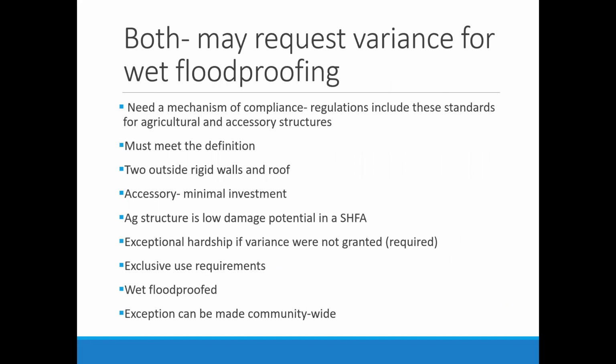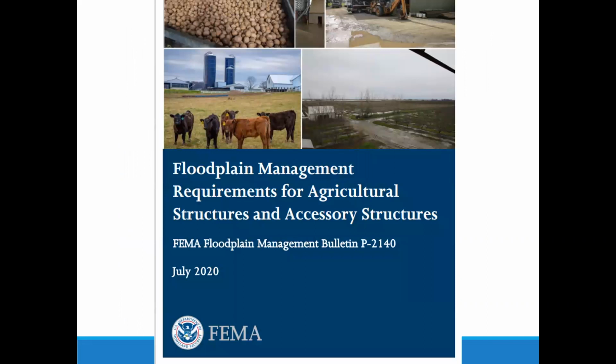So some communities do require that accessory structures also have a variance to be wet flood proofed, and that's not a bad thing to have, in making sure that it has all of these requirements. And so FEMA does discourage variances as much as possible, but this is kind of a different type of variance, if you will, to allow for wet flood proofing, because it kind of goes hand in hand with low damage potential stuff and having that exemption. So just putting that out there. And then this is the other publication that came out in July of 2020.